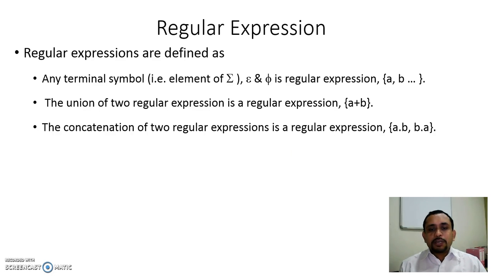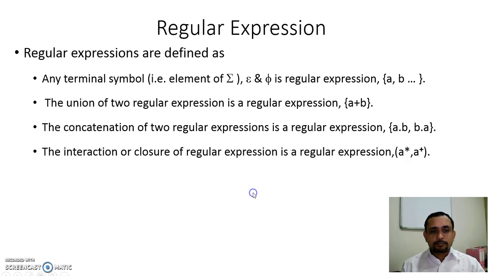Concatenation of two regular expressions is also a regular expression. If we have two regular expressions a and b, in that case a followed by b or b followed by a can be represented as a dot b or b dot a, where dot is acting as a concatenation operator.